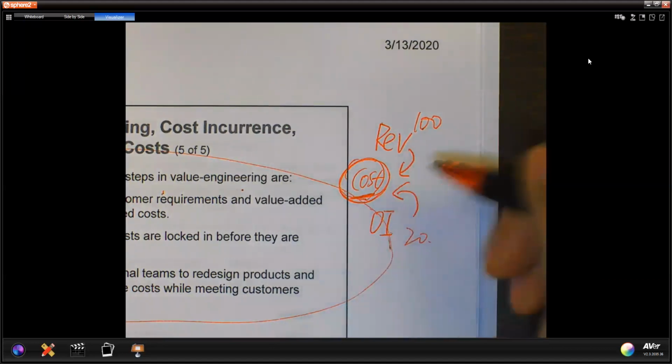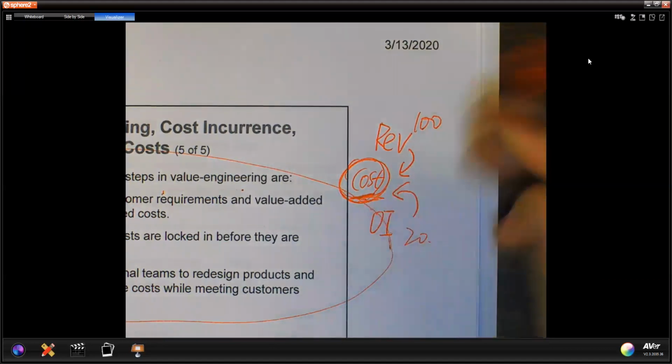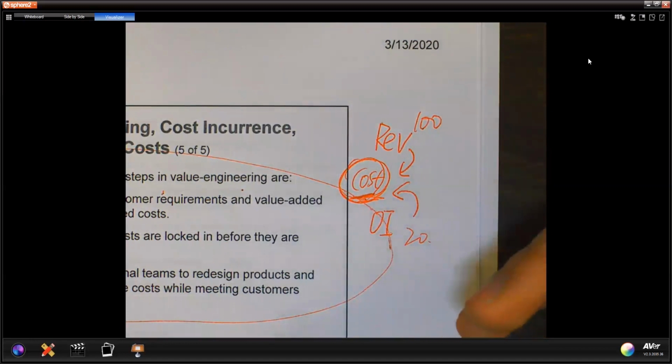So in this method, the only thing we can decide is the cost. Then we compare our current cost with our target cost to decide whether we do value engineering, yes or no. If we want to do value engineering, we have to make sure we know what is value added and what is non-value added. We should eliminate all the non-value added. We also need to know what is cost incurrence and what is locked in cost. Don't wait until cost incurrence. Make sure you do everything properly before they are locked in.